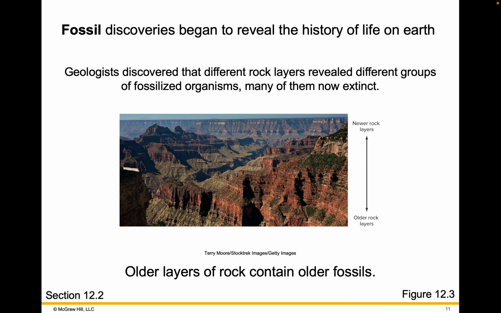Now, fossil discoveries began to reveal the history of life on Earth. Geologists have discovered that different rock layers reveal different groups of fossilized organisms, many of them now extinct. So older layers of rock contain older fossils, right? The further down you go, the older the rock, the older the fossils. The closer to the surface, the newer the rock, the younger the fossils.